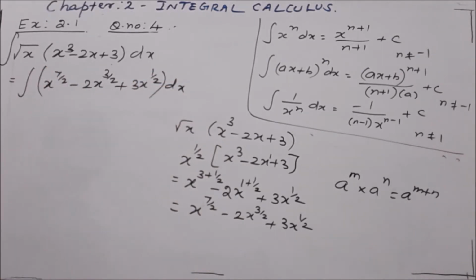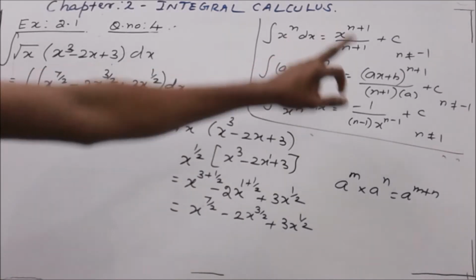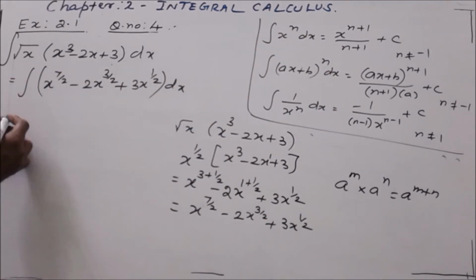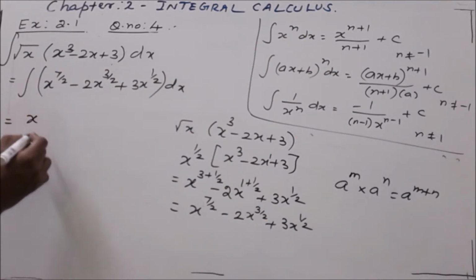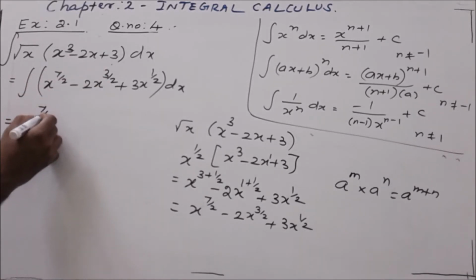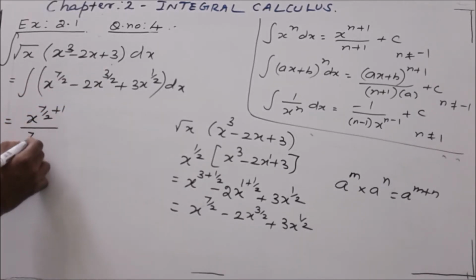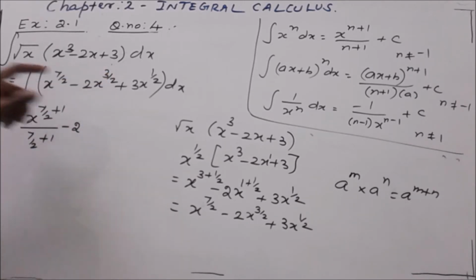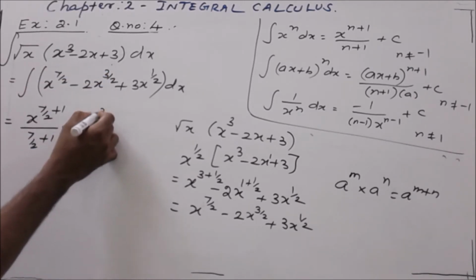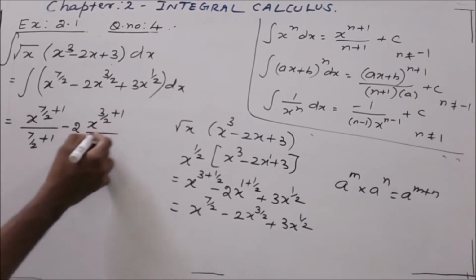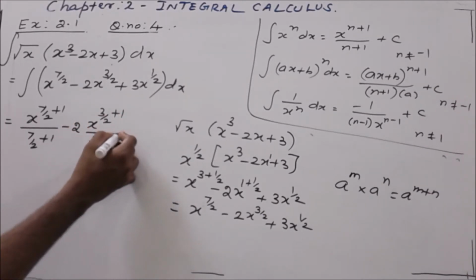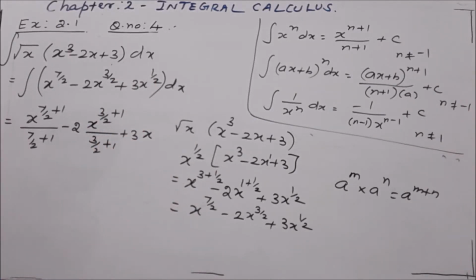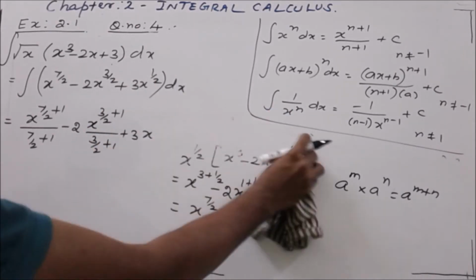Now integrating. These are all in the form of x^n dx, so apply the integral x^n dx formula here. That is x^(n+1)/(n+1): x^(7/2 + 1)/(7/2 + 1), minus 2 constant, then x^(3/2) becomes x^(3/2 + 1)/(3/2 + 1), and then plus 3 into x^(1/2) becomes x^(1/2 + 1)/(1/2 + 1).